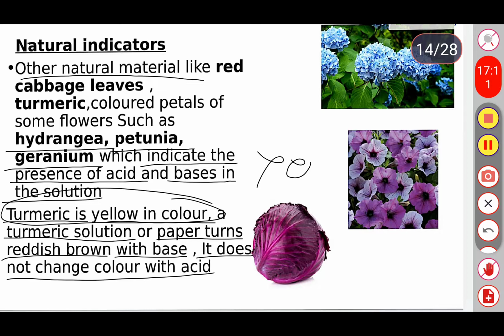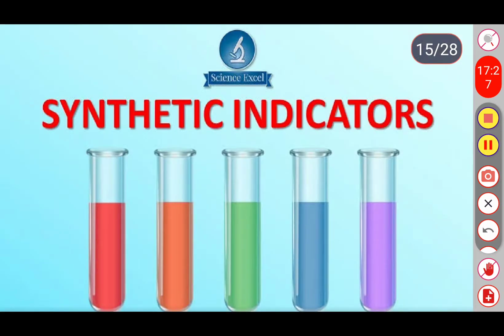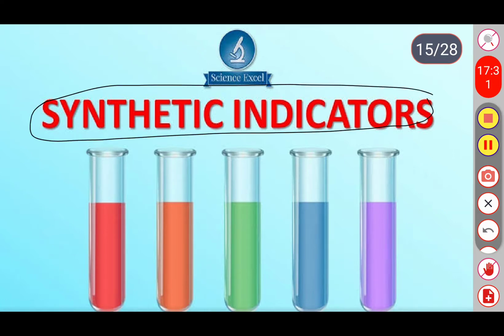So with the help of turmeric powder also we can easily identify whether the solution is an acid or a base. The second type of indicators are synthetic indicators. Among synthetic indicators we have two most commonly used ones. The first one is phenolphthalein and the second one is methyl orange.